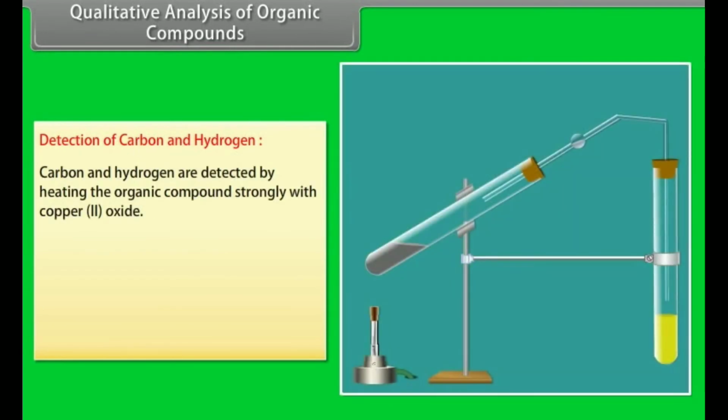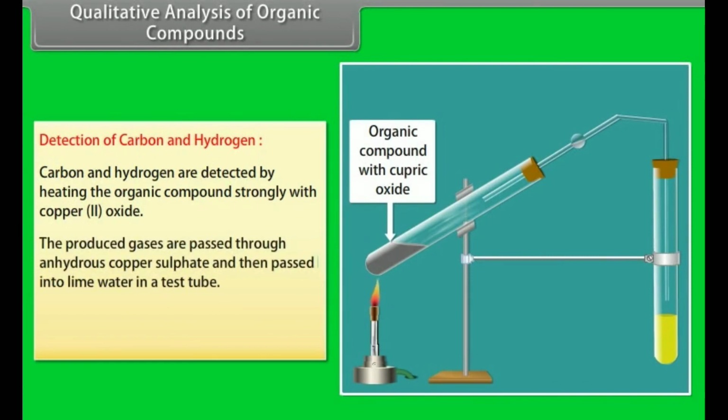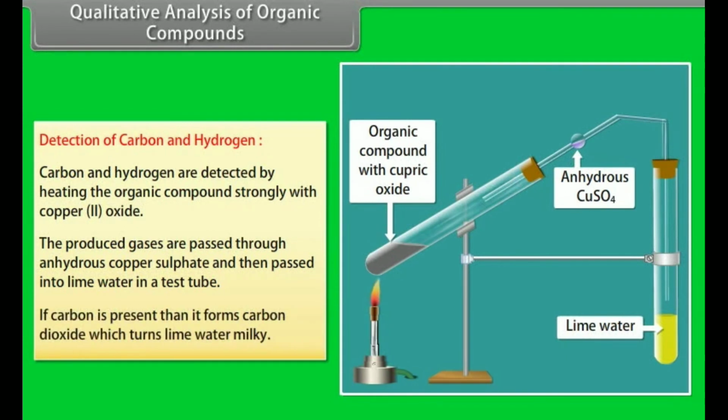Qualitative analysis of organic compounds. Detection of carbon and hydrogen. Carbon and hydrogen are detected by heating the organic compound strongly with copper(II) oxide. The produced gases are passed through anhydrous copper sulfate and then into lime water in a test tube. If carbon is present, then it forms carbon dioxide, which turns the lime water milky.